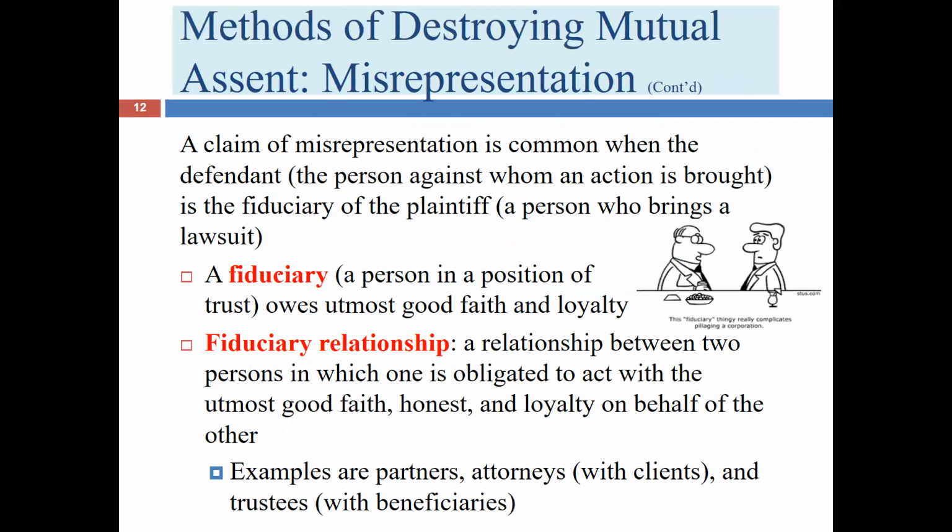misrepresentation. And a fiduciary, again, is a person who owes another person utmost good faith and loyalty. A fiduciary relationship is a relationship that involves a fiduciary, and the fiduciary is the person who is obligated to act with that utmost good faith, honesty, and loyalty towards the other person. Now we're going to talk about a confidential relationship. The category of confidential relationships is bigger than fiduciary.